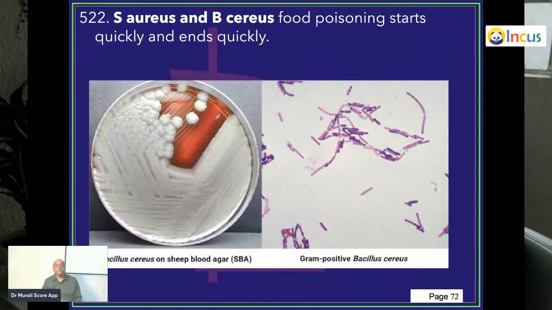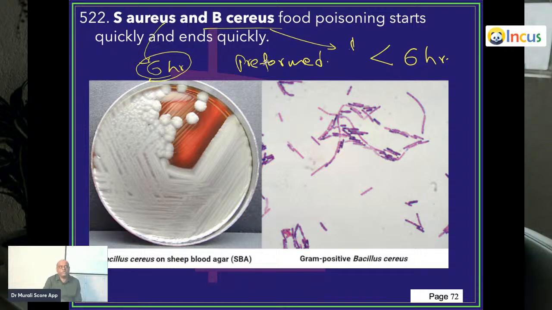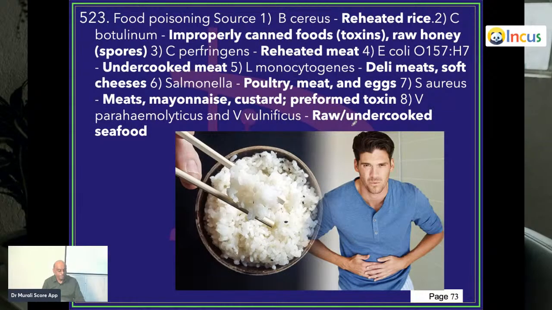So doctor, Staphylococcus and Bacillus cereus, what is their speciality? They lead to food poisoning. They both have typically preformed toxin. That's the reason their incubation period is less than 6 hours. Bacillus cereus only 1 hour. Staphylococcus aureus within 6 hours, because they are preformed toxin is what you need to remember. So this is how the Bacillus cereus grows on the sheep blood agar, and this is the gram positive bacillus, Bacillus cereus, the organism, is what you need to remember.